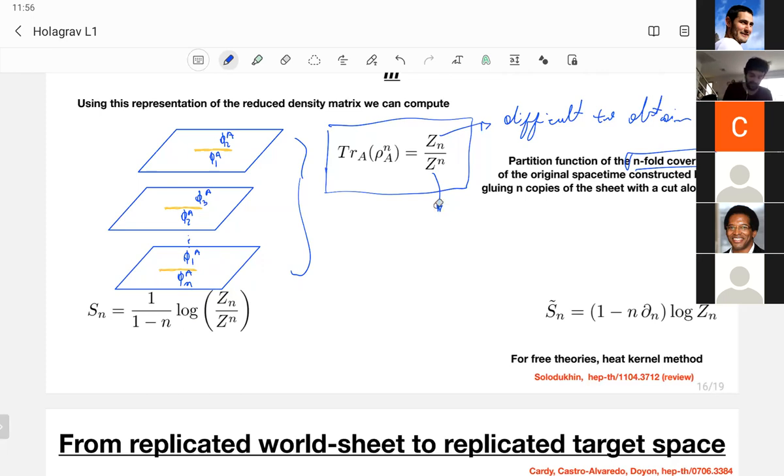Once you have traced to the root of the trace of rho to the n, well, it's easy. You can compute the entanglement entropy, the Renyi entropy, in this way, with this expression, or the modified, improved Renyi entropy in this way. For field theories, there is something that I don't know in detail, called the heat kernel method. You can compute the Green's functions using the heat kernel method.